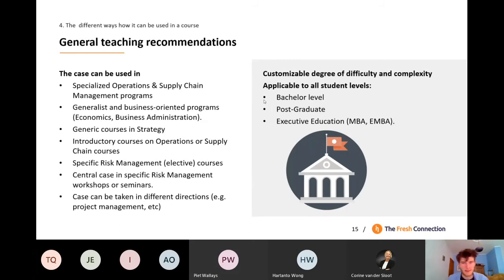And given the depth of information you have in the Fresh Connection, and the degree of difficulty and complexity you can dive into, we think that this teaching case can be really customized to the target audience of students. So you can stay more at the surface and use it with bachelor students, but you can also go a bit deeper and use it with postgraduate or even executive education students, such as MBA or EMBA. So we think that it's fit for all kinds of students, depending on how you structure the course and how you use the teaching case.